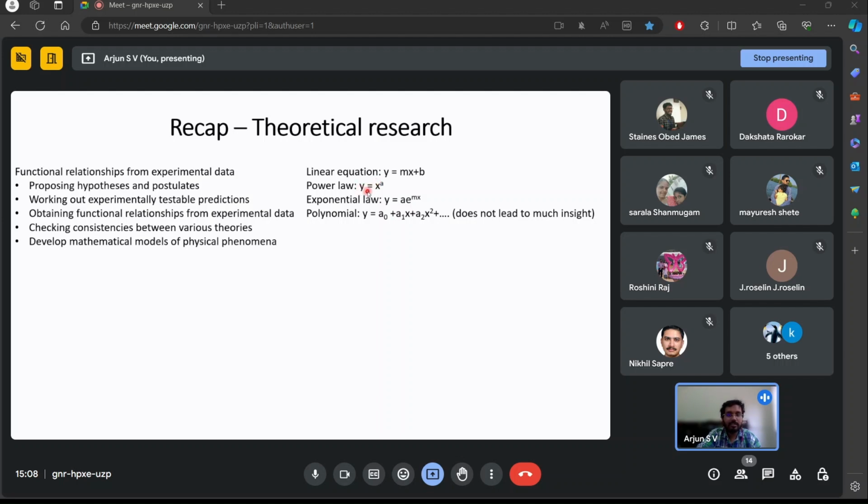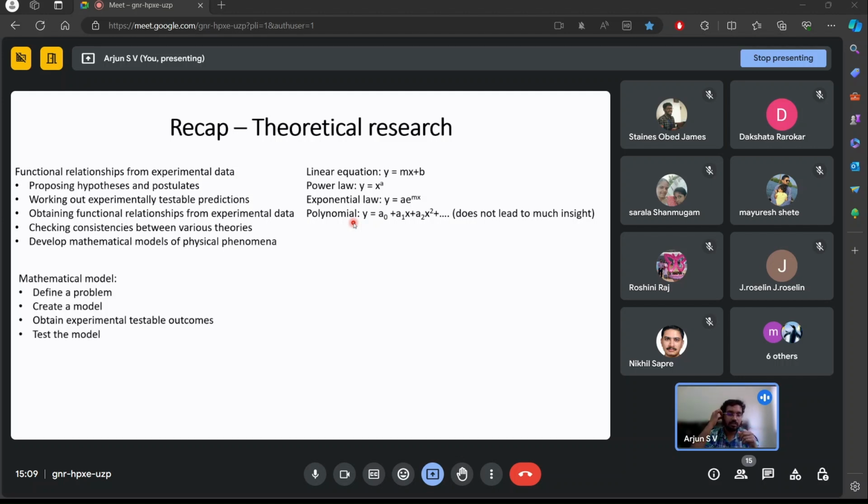The power law can be expressed in a log-log graph where both the x-axis and y-axis are in logarithmic format. An exponential law can be established in a semi-logarithmic form where your x-axis will be in linear form and your y-axis will be in logarithmic form. There's one more relationship which involves representing two variables using polynomial form, but we also saw that polynomial form does not give much insight into the relationship between two variables. So polynomial form is not generally encouraged in the scientific community.